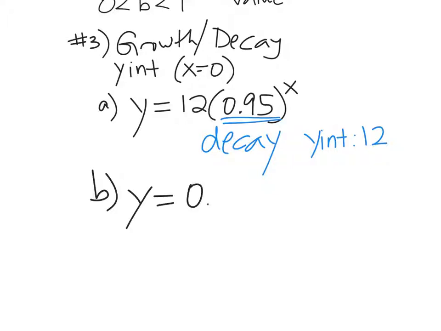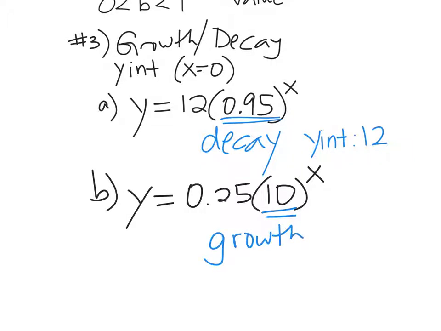Y equals 0.25 times 10 to the x. Growth or decay? You're looking at this number. You got that right. Okay, that tells us that this is an exponential growth. Okay, you get 10 times as much each time, and the y-intercept is 0.25.